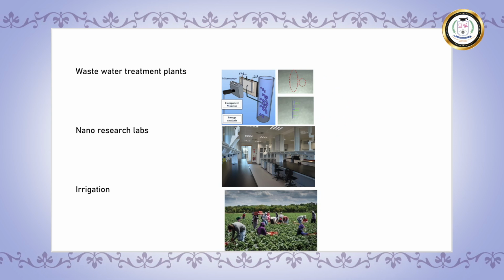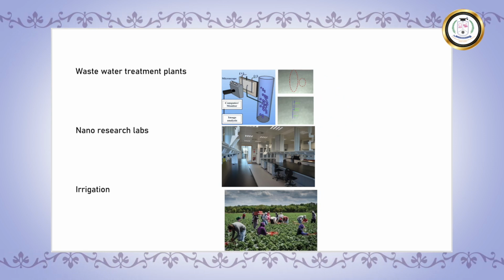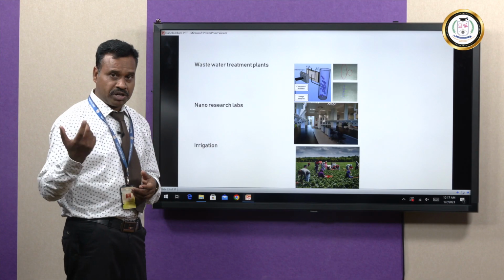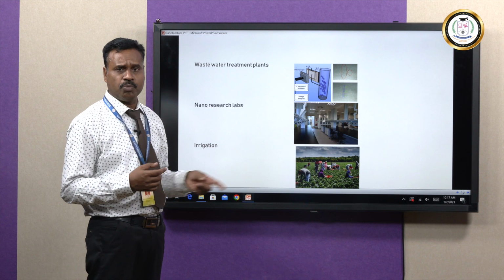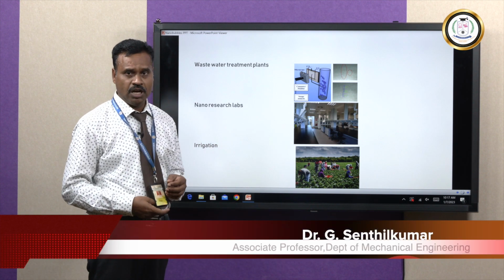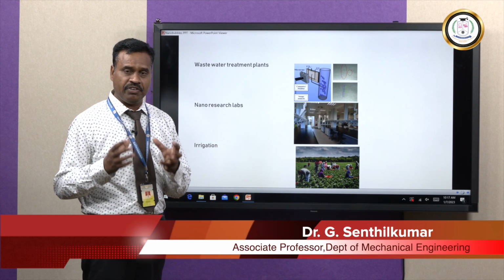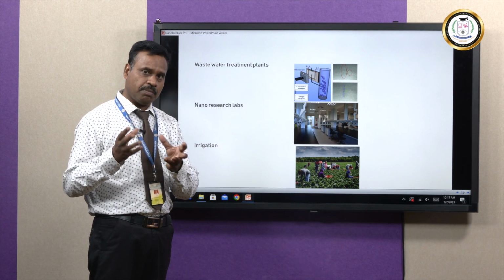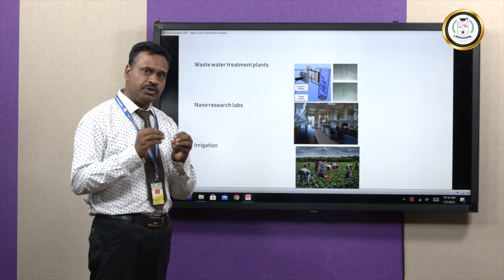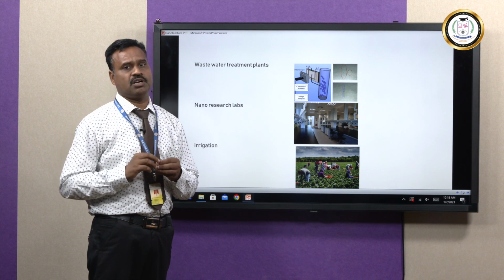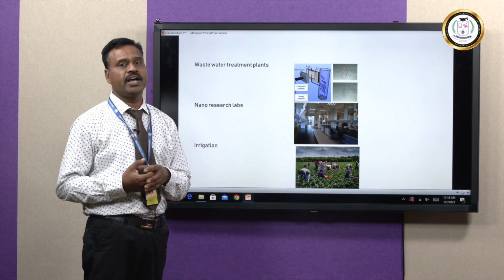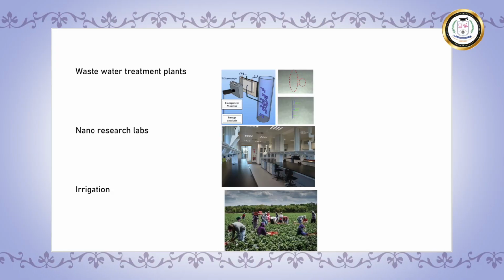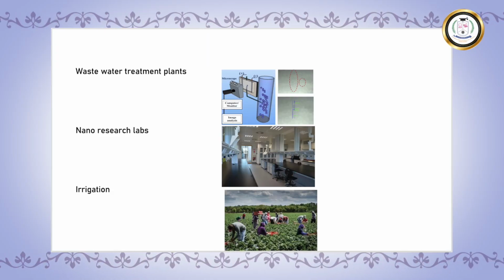So, these are some applications where this nanobubble technology is already being practically used: wastewater treatment plants, nano research labs, and irrigation. So, the main problem is agricultural. Nowadays, our farmers are facing the water scarcity issues. So, instead of this bulk water, that is the bulk sized water we are using, if you use the particles, that is nano sized water, that is nano bubbles enhanced water, we can enhance the yield. That is the main application of this nanobubble technology in case of the irrigation field.